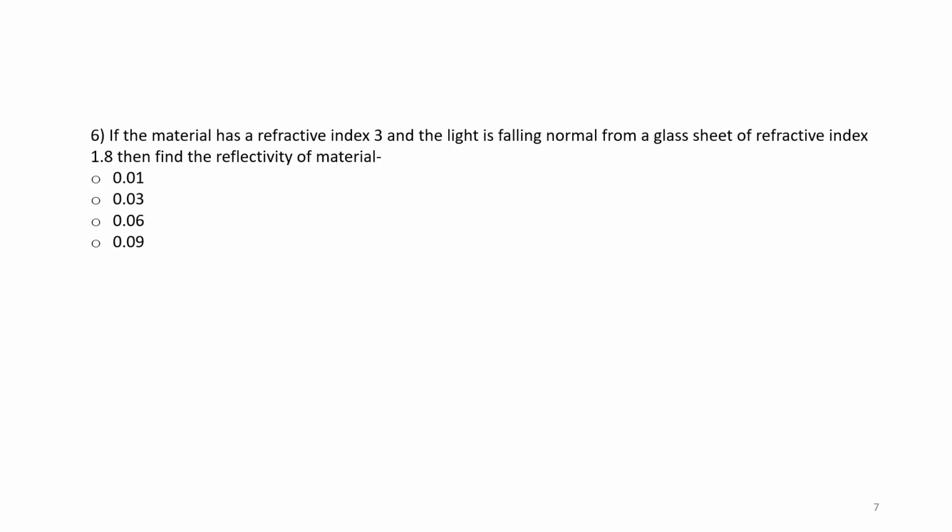Next question is related to optical properties of materials. So in this case, if the material has a refractive index 3 and light is falling normal from a glass sheet of refractive index 1.8, then find the reflectivity of material. Options are 0.01, 0.03, 0.06 or 0.09.